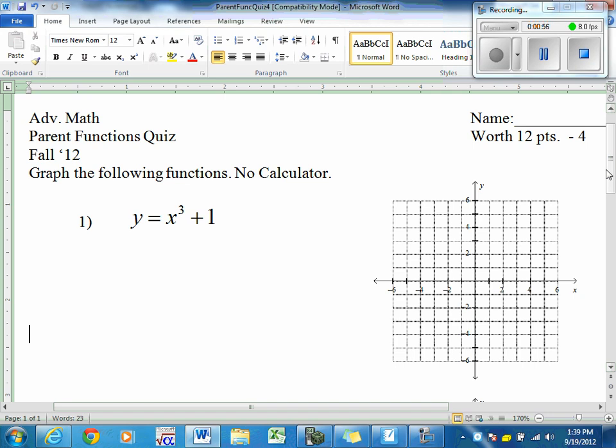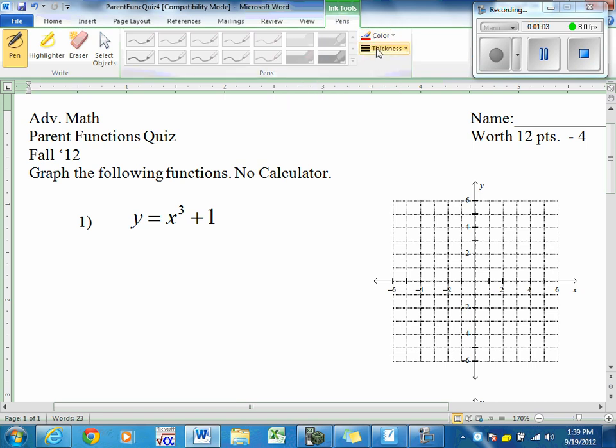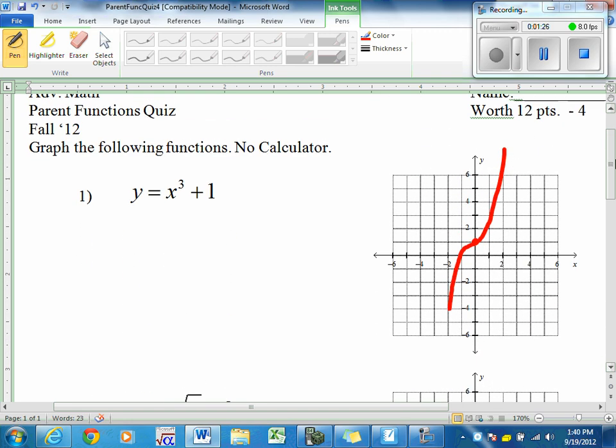First one, x cubed plus 1. So x cubed plus 1 is a cubic equation that's moved up 1, so it goes through that point right there, comes up like that. Give them 1 point for moving it up 1, 1 point for the shape, and 1 point for going the right way. Total of 3 points, remember, for each one of these. You take a look at that.